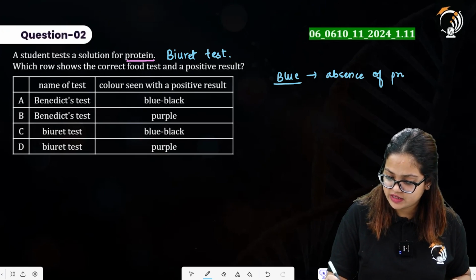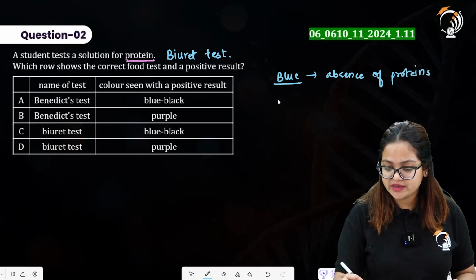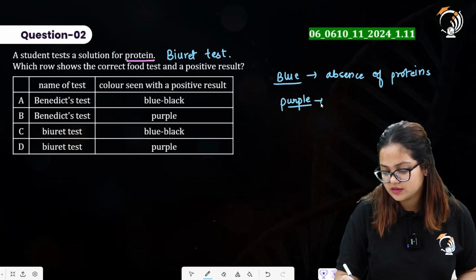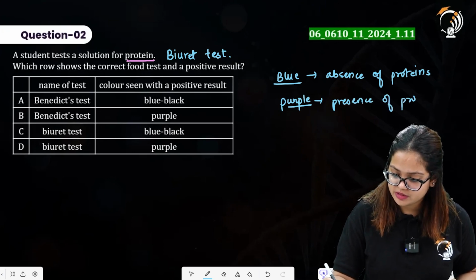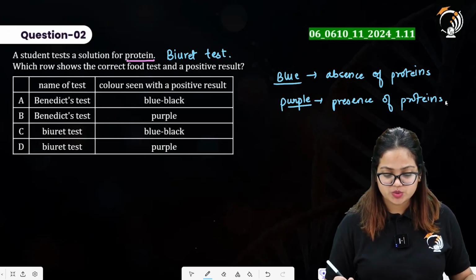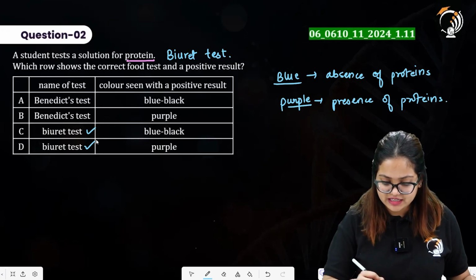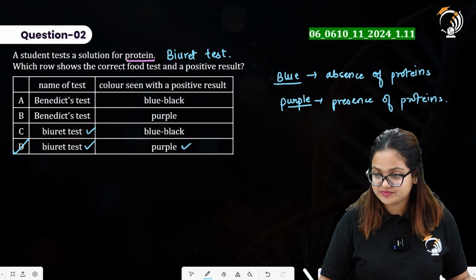Absence of proteins. If the solution turned purple in color, there is presence of protein. All right, presence of protein. So we have to find the correct option that suits well. Name of the test is biuret test and the color seen with a positive result is the purple color. We have option D as our right answer.